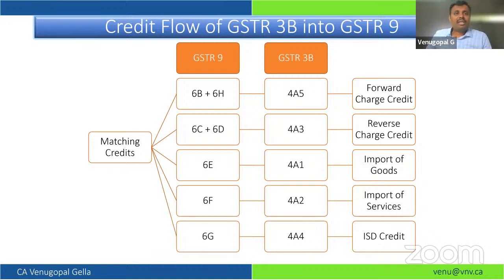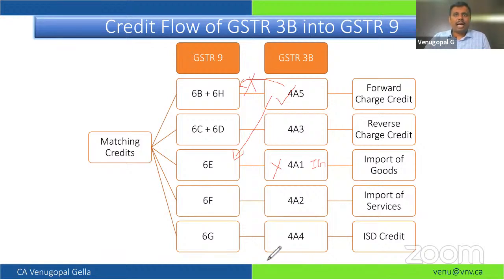So if I have, let's say, imported goods during the year, ideally I should have reported my import of goods in 4A1. But by mistake, the SSC has reported it in 4A5 instead of 4A1. That doesn't mean when it comes to GSTR9, I'll be reporting it in my 6B. I will take that value and report it in my 6E. Since it is an import of goods, I am doing a reclassification.